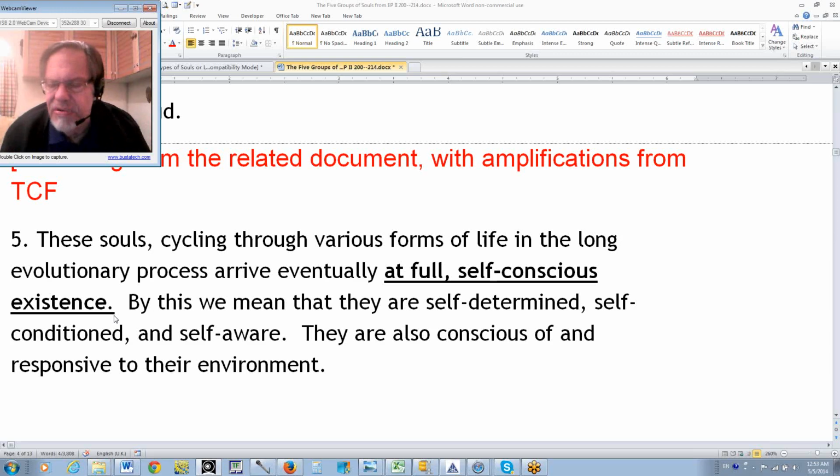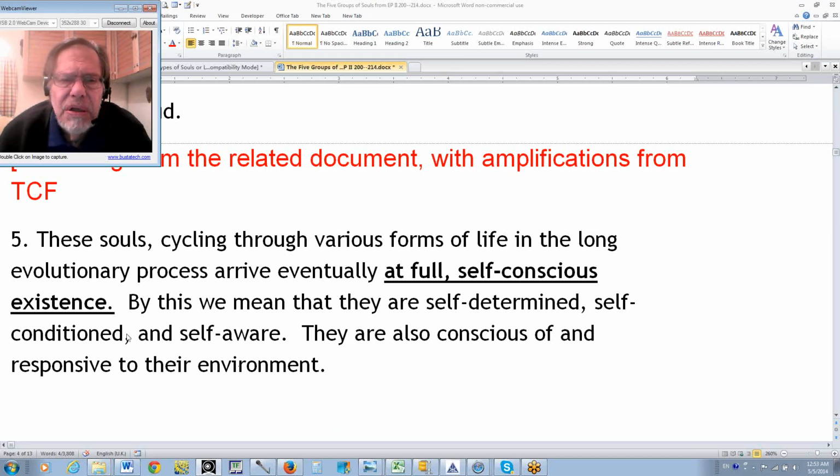But eventually the nature of the outer forms, when properly studied, reveals to every human being what he is essentially, because the outer form is basically constructed, built upon what one is in essence. So they become fully self-conscious, a full self-conscious existence. And by this we mean that they are self-determined, self-conditioned, and self-aware, self-determining.